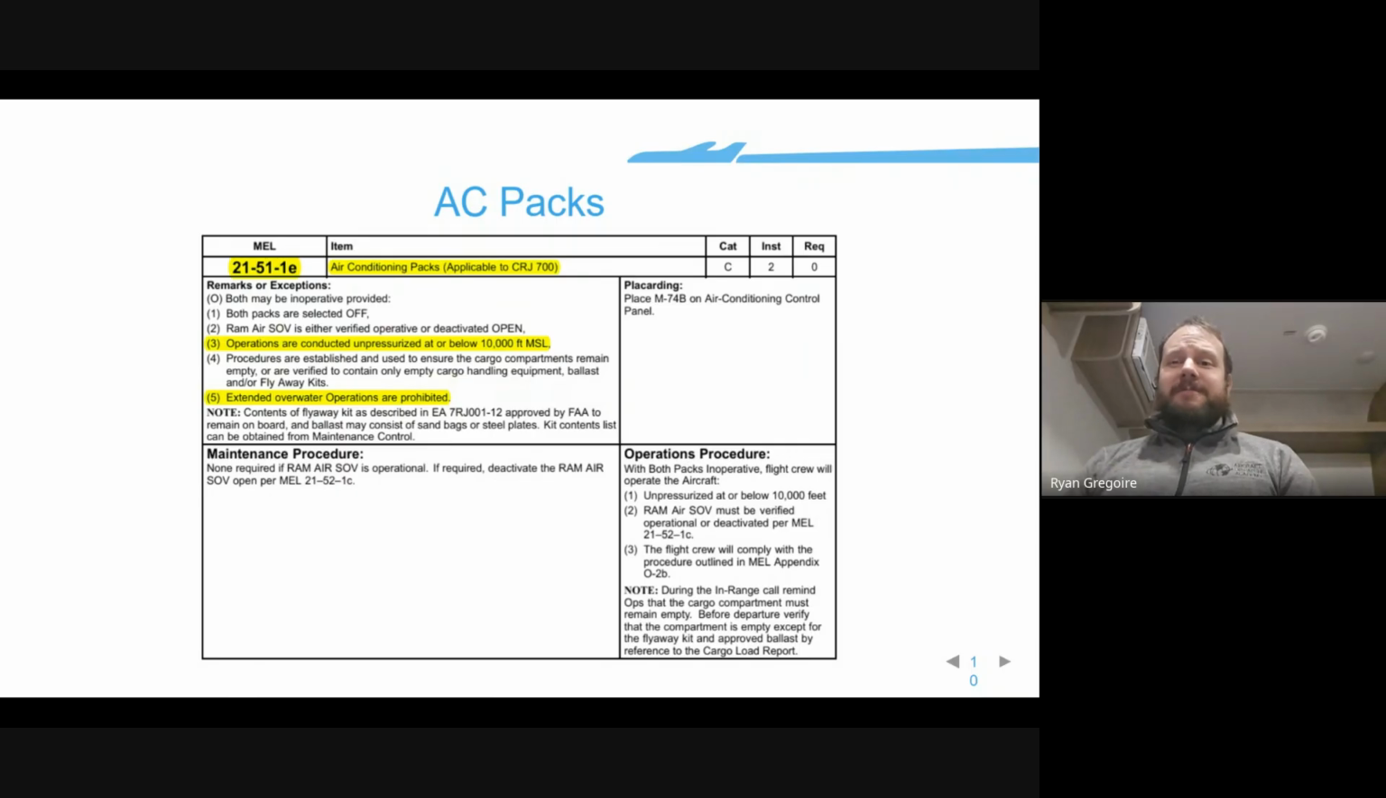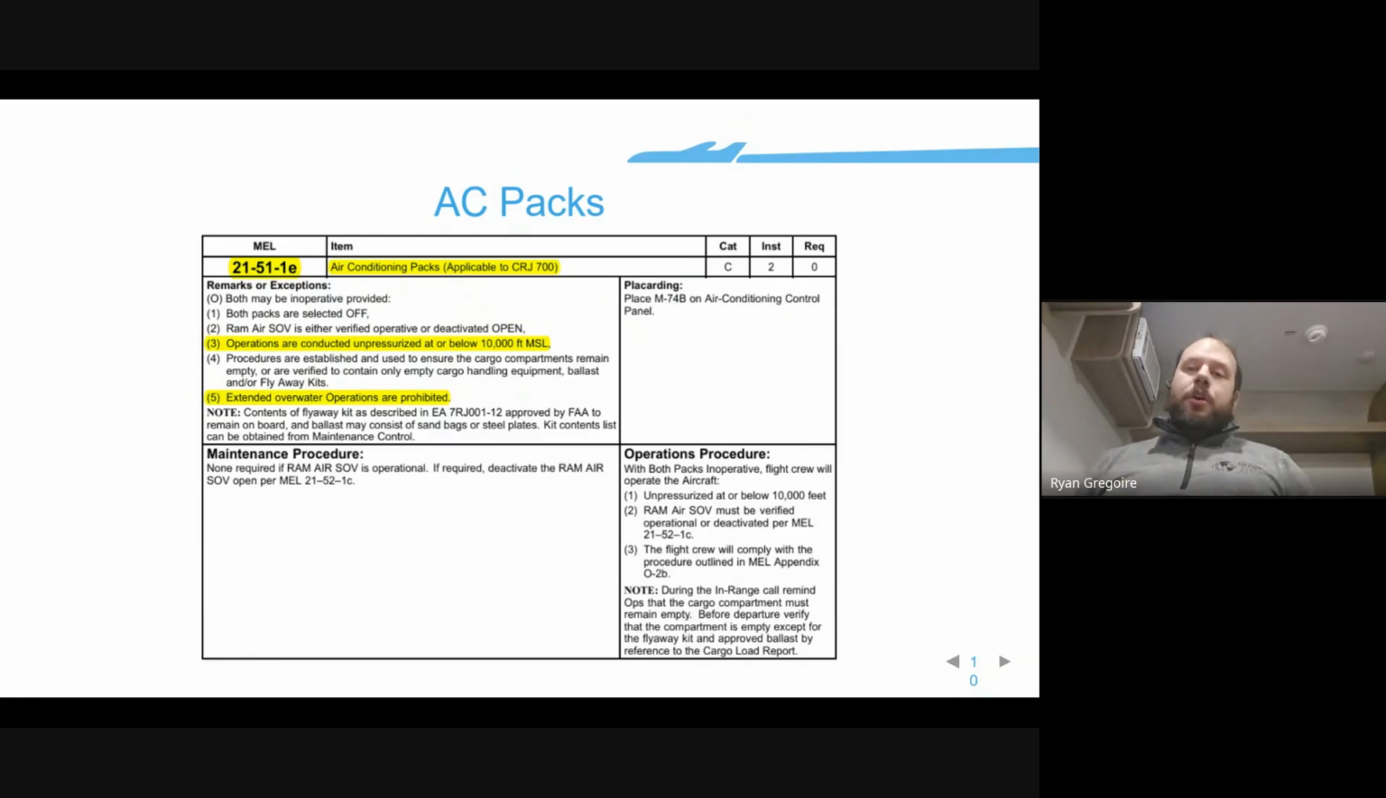So again, highly unlikely that this plane would ever operate on a passenger carrying flight, but you will probably see this at some point for a maintenance repo. And we can see that we can legally dispatch this flight under these conditions.